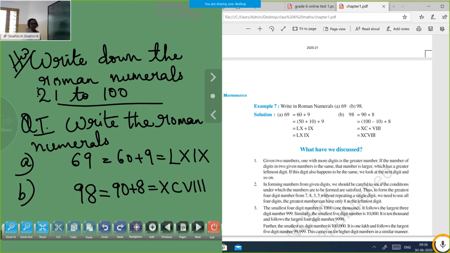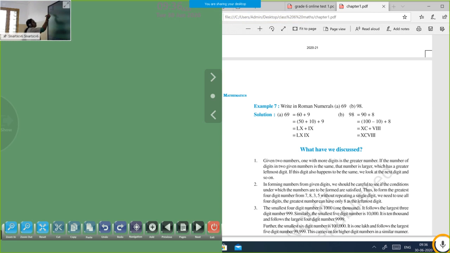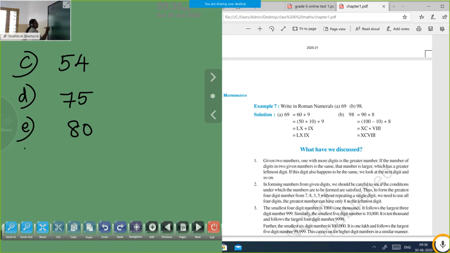Roman numerals till this much is coming for the exam. Our full chapter up to Roman numerals is there for the online exam. Okay, so write down some more questions like this, children. If it is 54, 75, 80, 66, 45. Children, how to write the Roman number?